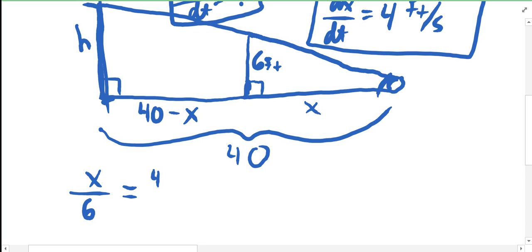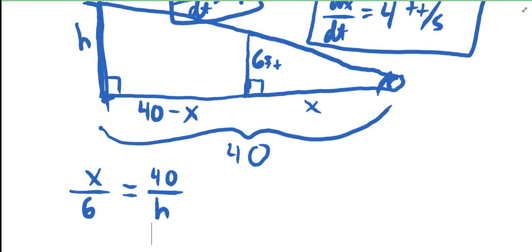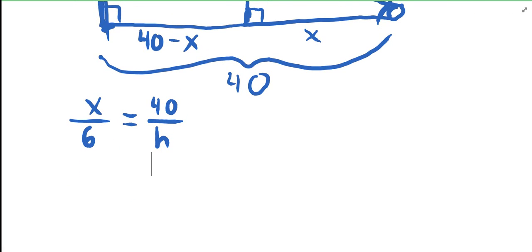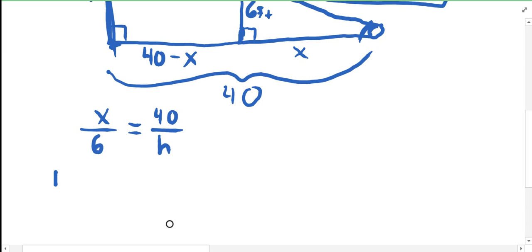So look, a common mistake is for students to use 40 minus x over h. Don't use 40. You have to use the whole side of the triangle. Now that we have this equation linking x and h, we can derive it. We're going to get a dx/dt, we're going to get a dh/dt, but we can solve it. When I derive x over 6, you don't need to do the quotient rule, because that's the same thing as 1/6 times x.